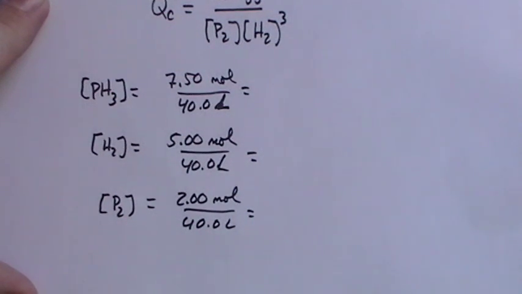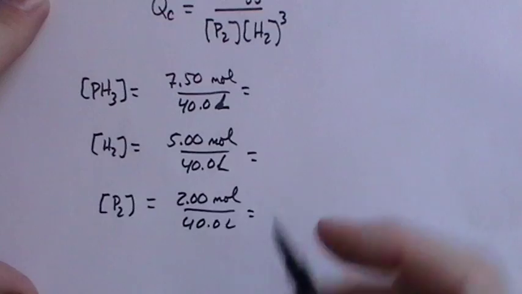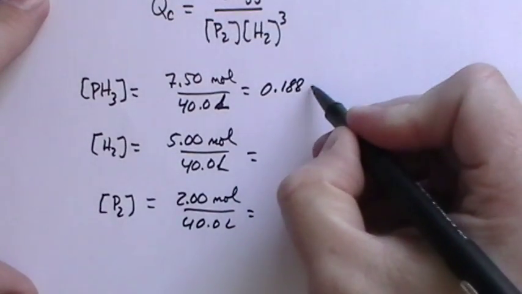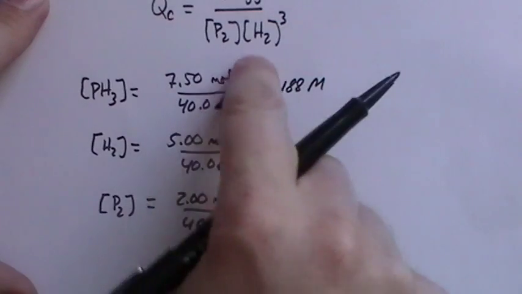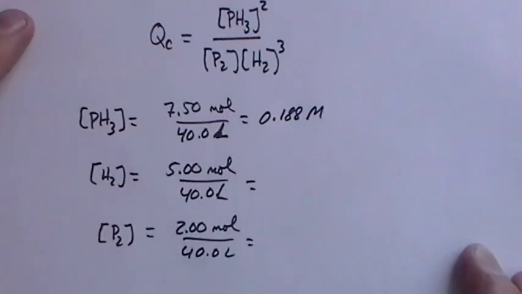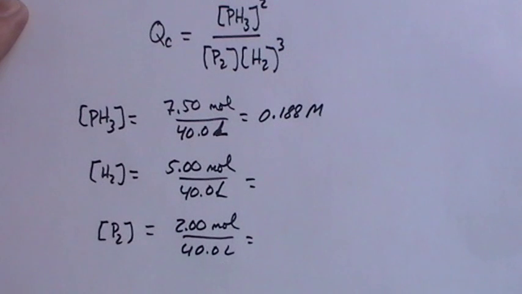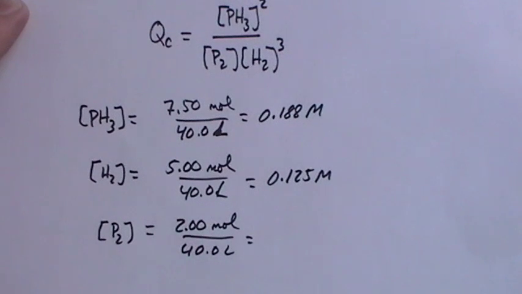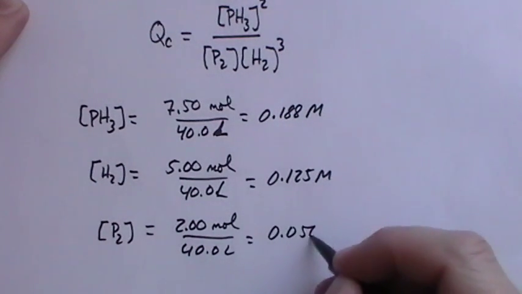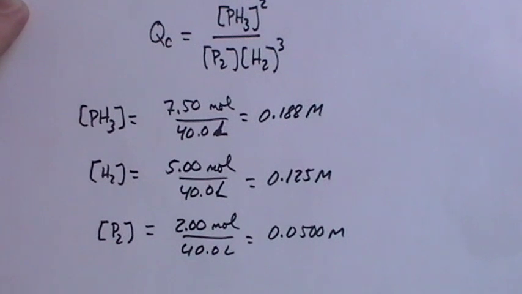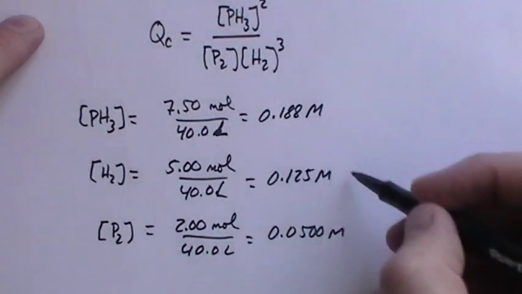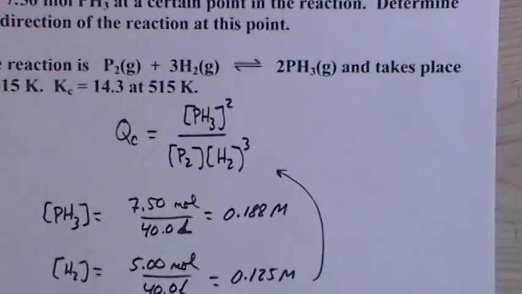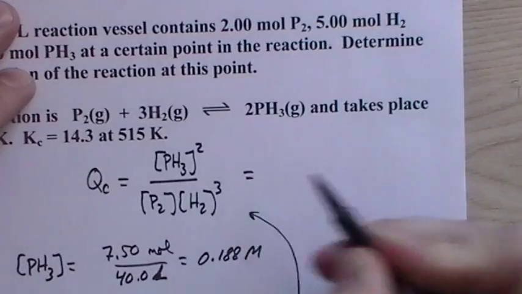So we take that data, make sure I got the right correspondence here, and then we determine our concentrations. 7.5 divided by 40 is 0.188 molar. We have to be in molars before we use our QC equation. So this is 0.125 molar. And then 2 divided by 40 is 0.0500 molar. I'm going to double check each of those first before we go on. Yes, 5 divided by 40 looks good, and 2 divided by 40. So now we have our concentrations. Now we put them into our expression above, determine QC and then compare it to KC.